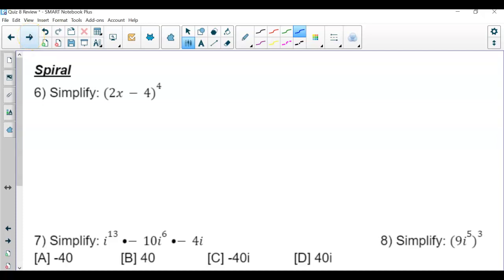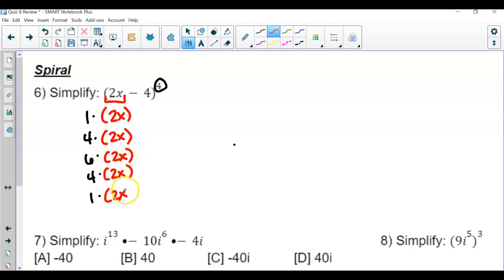So now getting into our spiral review questions. The first is simplifying a binomial expansion. So here when you have an exponent of 4, that means I'm going to use the coefficients of 1, 4, 6, 4, and 1. Then list the first term. So notice how this is 2x. So keep that all together in parentheses, 2x.